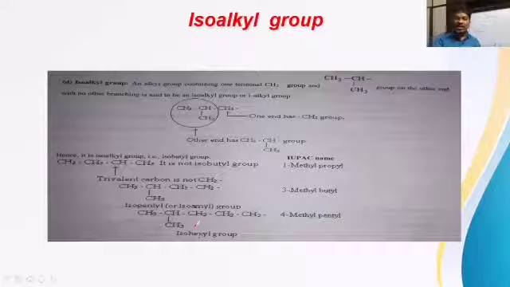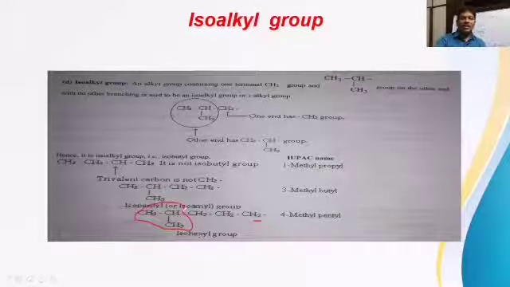Whether it is isohexyl or not, we will check now. At one end, what is there? CH2 group is there. At the other end, if you observe, isopropyl is there. CH3 taken twice.